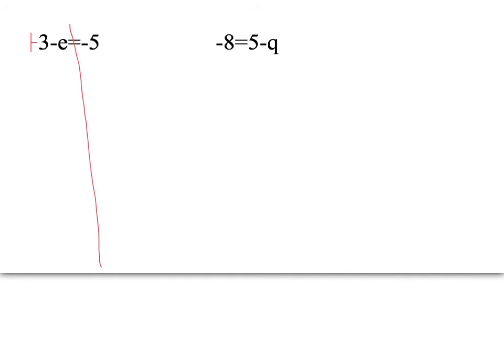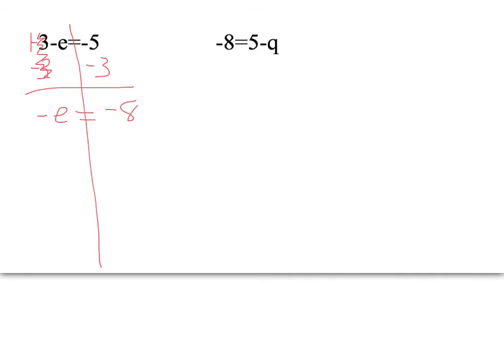This is a positive 3. So the opposite of a plus 3 or a positive 3 is a minus 3. This leaves us with negative e. Negative 5 minus 3 is negative 8.